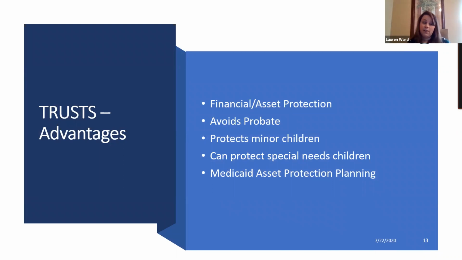So what are the advantages of a trust? With a trust, you get financial asset protection. It avoids probate. It protects minor children, can protect special needs children, and provides Medicaid asset protection planning. What this means is if you create a trust and you put your assets in there, you're not going to go through probate because the trust is the contract that's saying how the assets will be distributed. So it avoids probate. For some people, that is a big deal because you want to make sure that you're not going through the 8 or 9 months of the probate process.